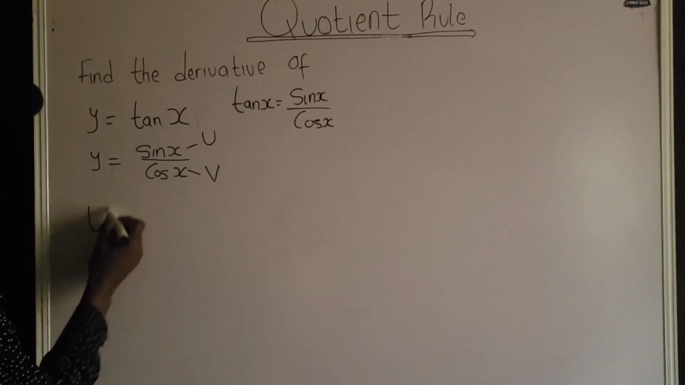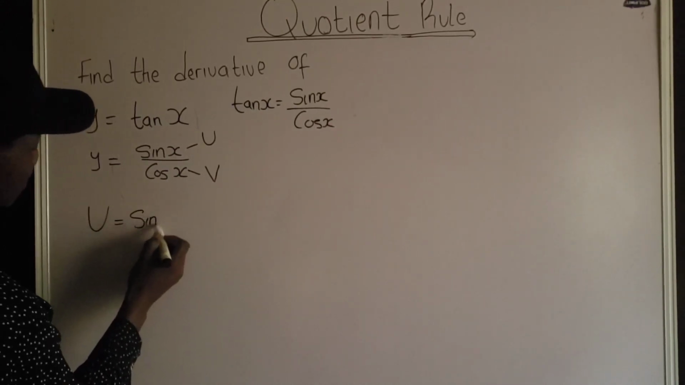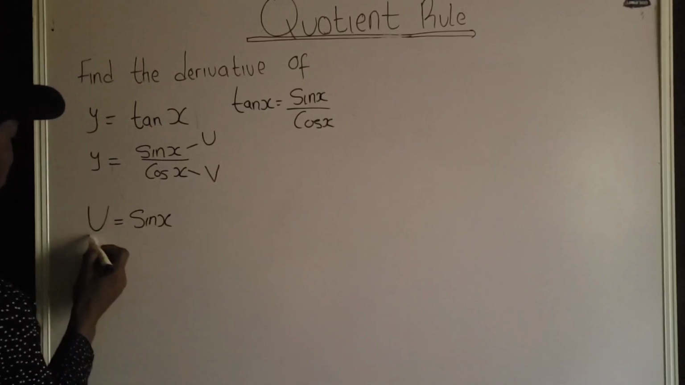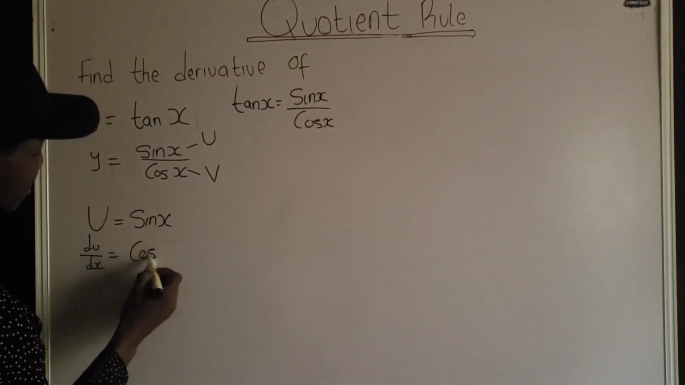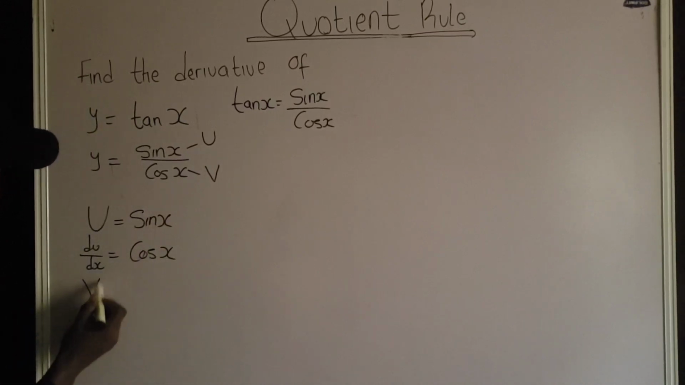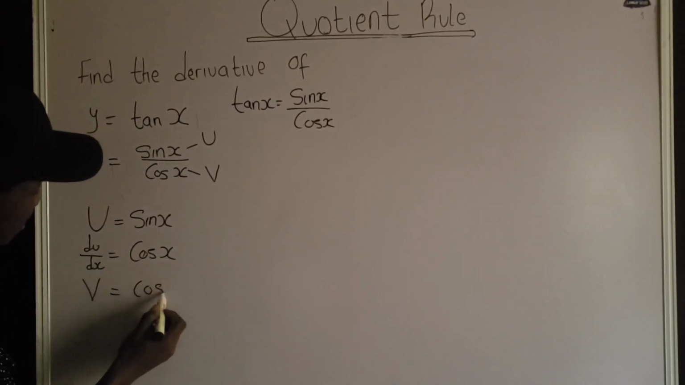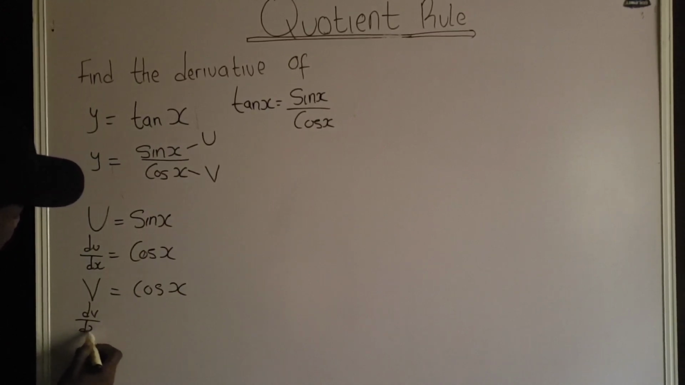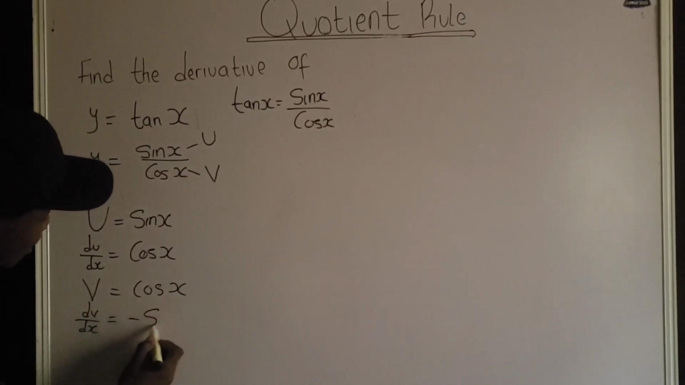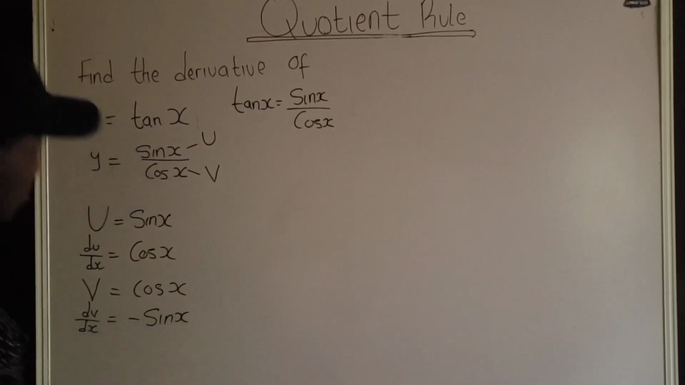So if u is equal to sine x, the derivative of u, which is du over dx, is equal to cos x. And if v is equal to cos x, the derivative of v, dv over dx, is equal to minus sine x. You can see like that.